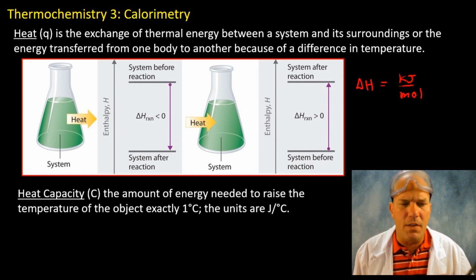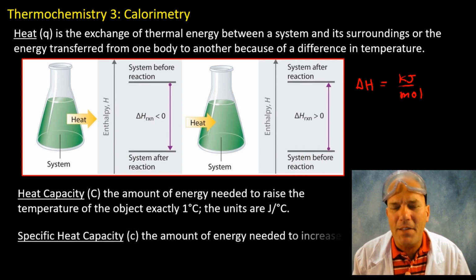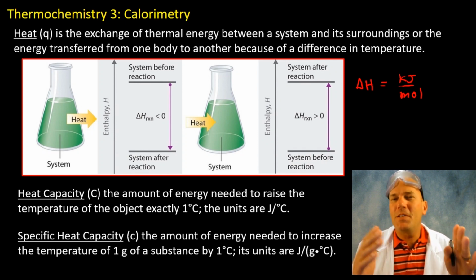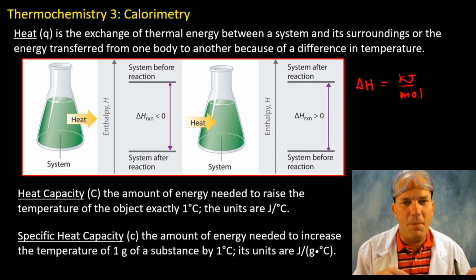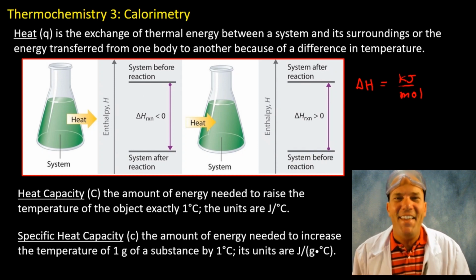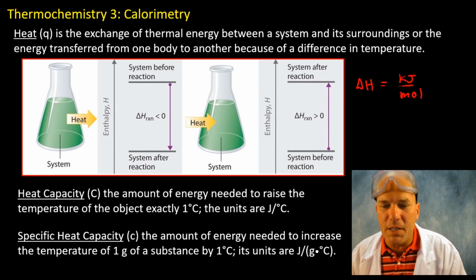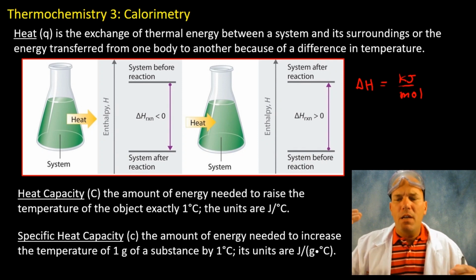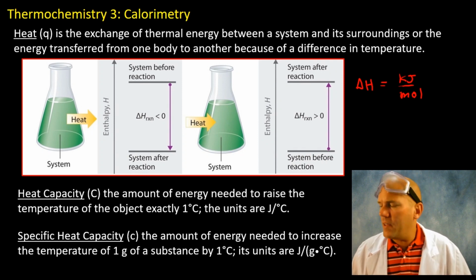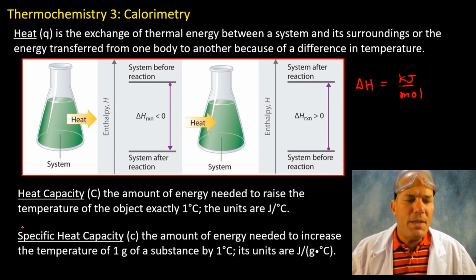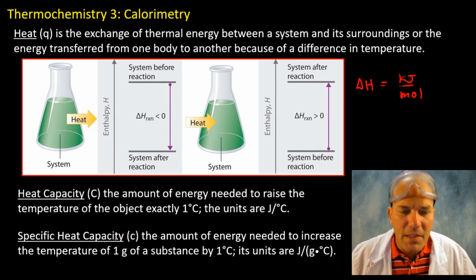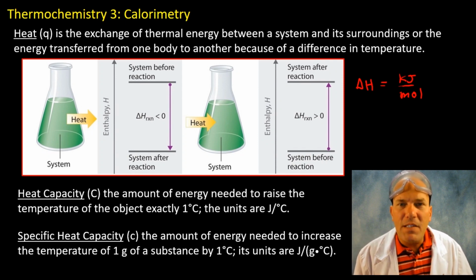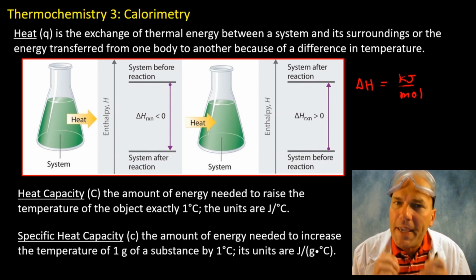made in this unit. Specific heat capacity is the amount of energy required to increase the temperature 1 degree Celsius for an object, and more specifically, 1 gram of that substance. So our units are joules per gram degree Celsius, and that is very important. We will be using specific heat capacity in our upcoming calculations, and specific heat capacity is denoted with a lowercase c.